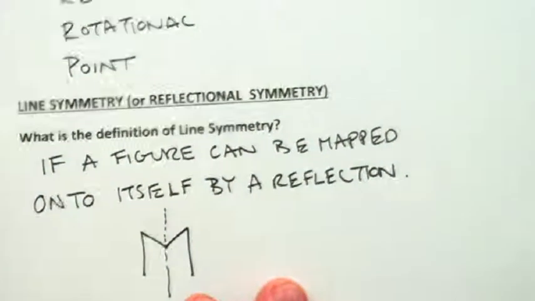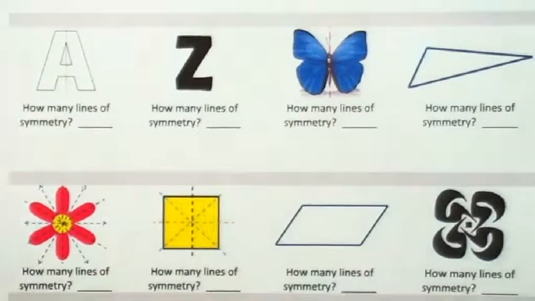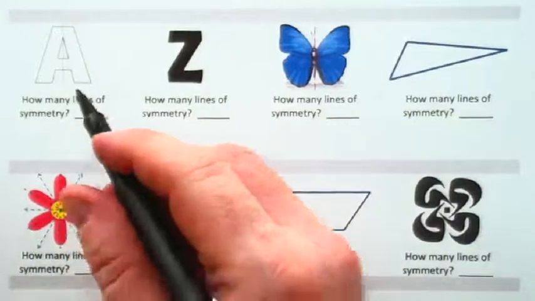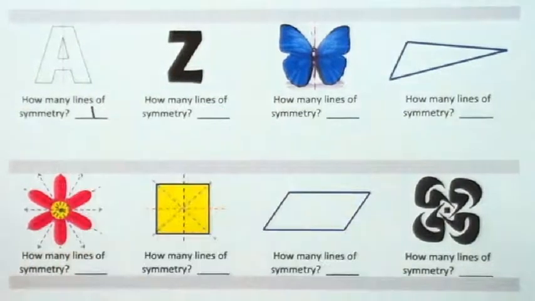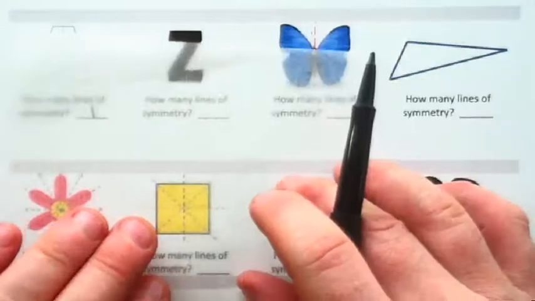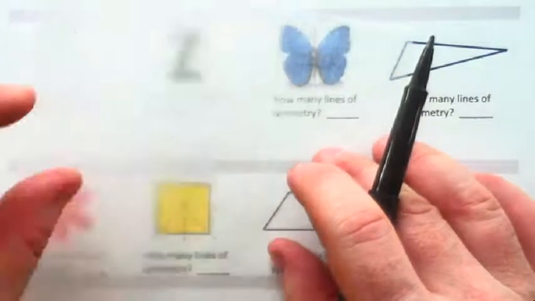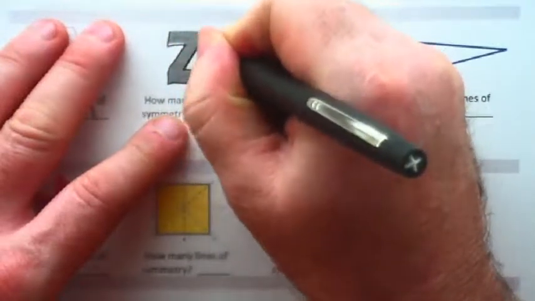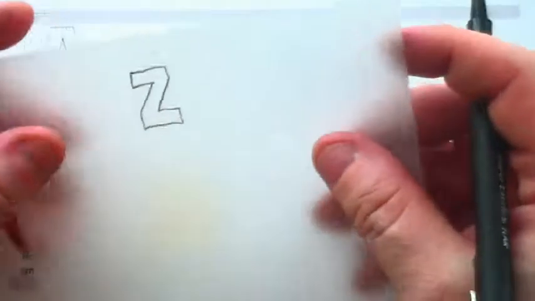Let's take a look at a few examples of this. Here are some good ones. I think the letter A, we've worked with it long enough to know it has one line. Now this letter Z, lots of students think that there's a diagonal one here, but I'm going to use a piece of patty paper, a thin little piece of paper. I'm going to quickly sketch this guy as best as I can, and I'm going to attempt to reflect it onto itself.